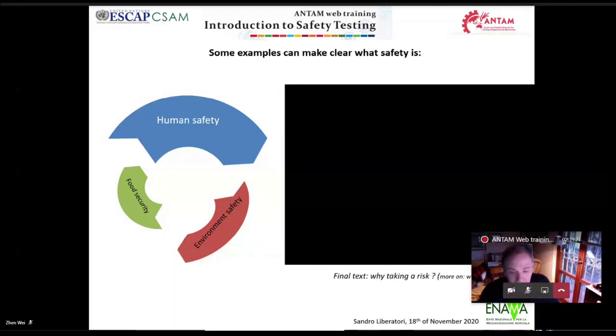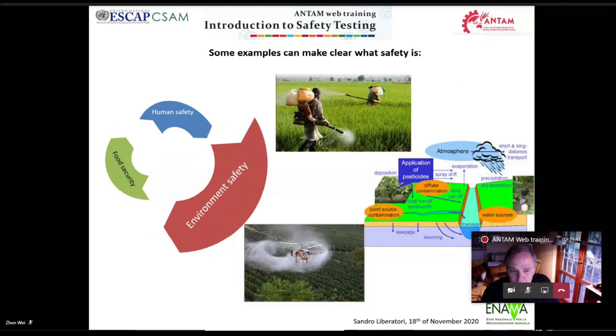But let's go to the other items, because we have also environmental safety and food security. In the next slide, we can have a clear idea of what environmental safety is. If we consider how much chemical is being used every year worldwide in different ways, from the small machines we see in the picture on the top of the slide to aerial spraying using a lot of chemical, it leads to a lot of problems. And one of the main problems is related to drift. Drift is pesticides not going on the crop, but going in the air, going to houses where people are living, to schools where children are playing, and so on.